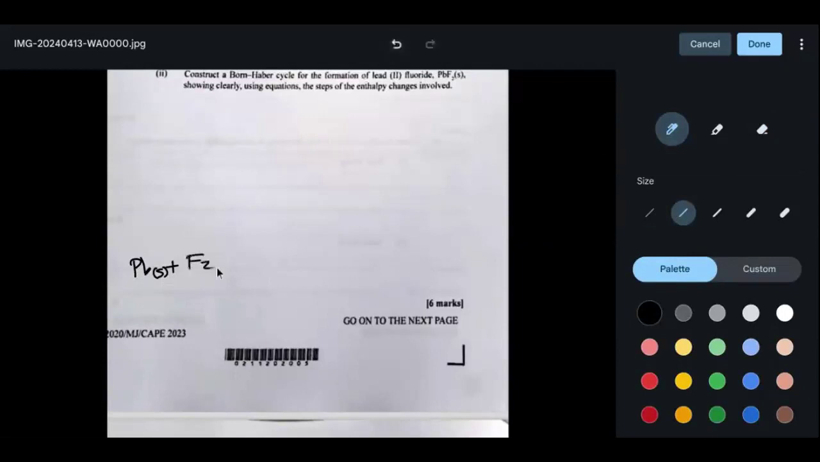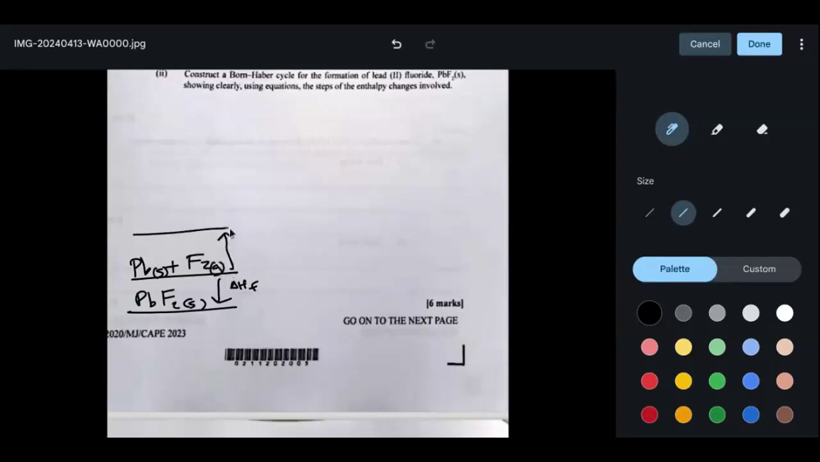Because if you put half, it would represent 1, and the compound has 2 fluorine. So it stays as F2. And of course, you would put your delta H of formation, and put in all your symbols. And this should be a gas.